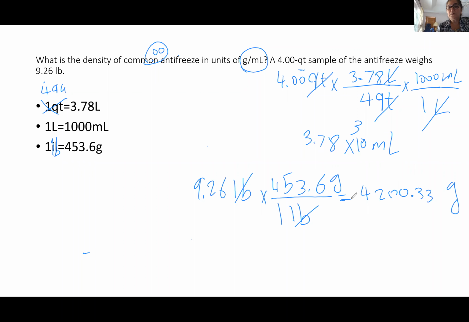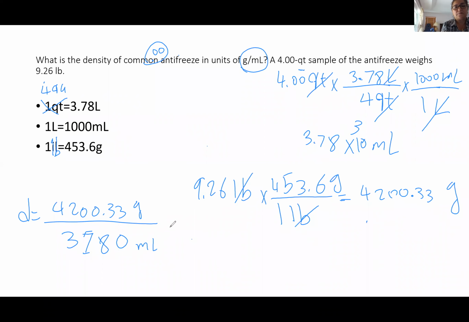And that is going to be 1 point, so density is going to be 4,200.33 divided by 36. That's 0.780 gram per milliliter, and it is 1.1 gram per milliliter, and that is the answer. So you want to make sure the units are matching.